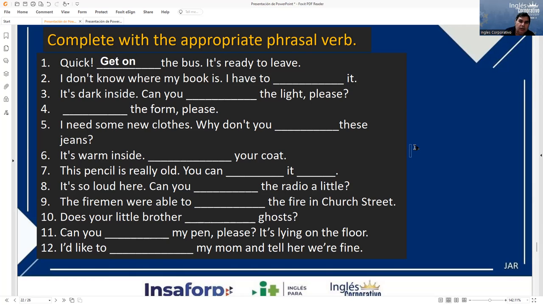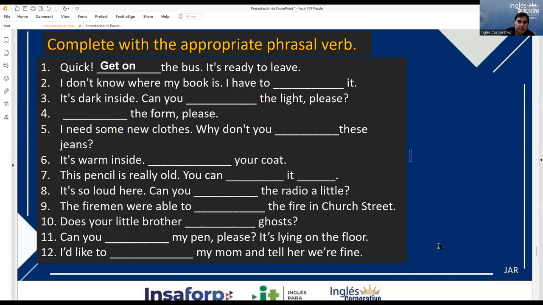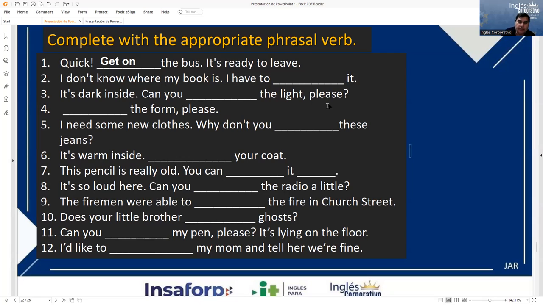Get on the bus. It's ready to leave. I don't know where my book is. I have to look for it. It's dark inside. Can you turn on the lights, please? Form, please. Fill in the form, please. I need some new clothes. Why don't you try on these jeans? Try on. It's warm inside. Take off your jacket.